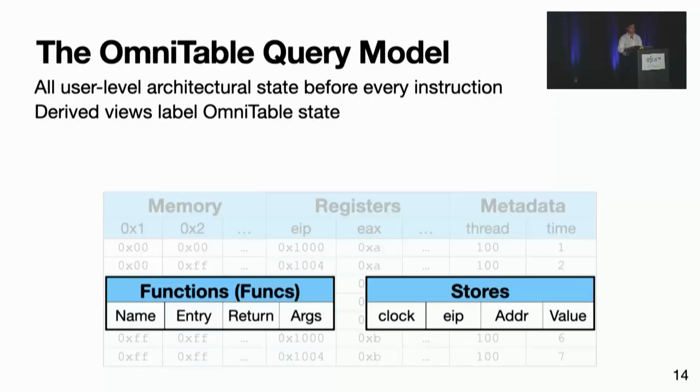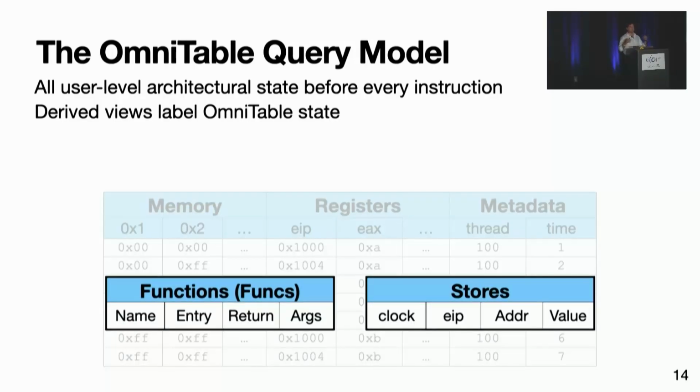But the net effect is that the model allows Diane to reason about her program's execution using derived views on top of the OmniTable, such as the functions view, that shows information about all the functions executed over the course of that execution, or maybe the stores view, which shows information about all of the store instructions that were executed throughout that execution. Now, conceptually, this is really where we differ from past work.